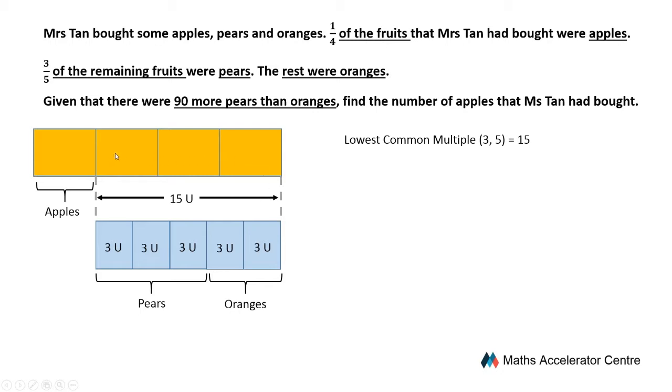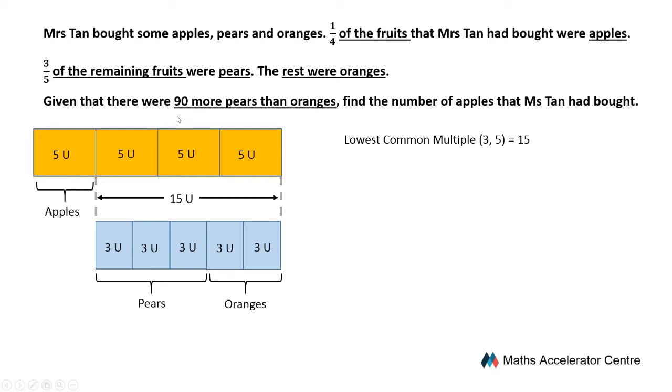Next, let's look at the bigger units above, which represents the total number of fruits. So 3 of these bigger units is represented by 15 units. So 15 divided by 3, we will get 5 units each. So 5 units over here, here and here. And since this unit is similar to the other 3, it will also be 5 units. So our model is completed.